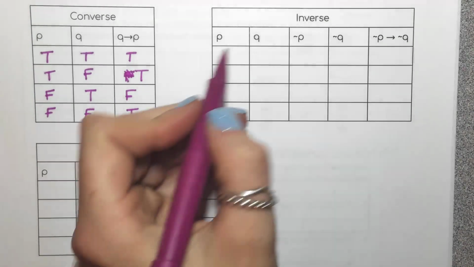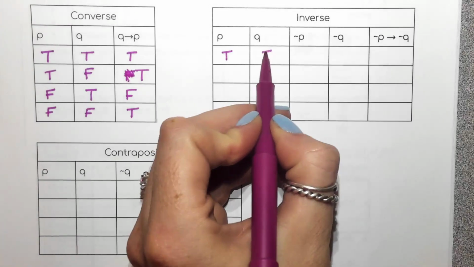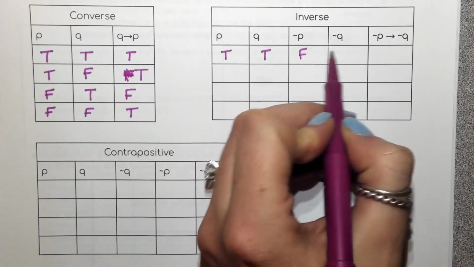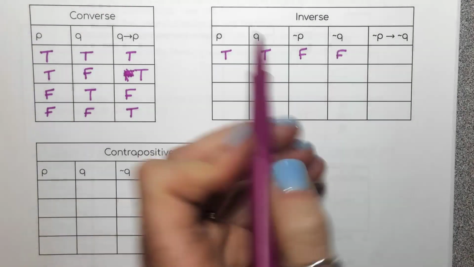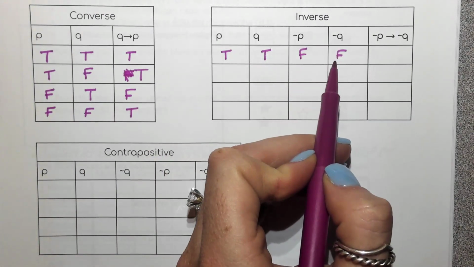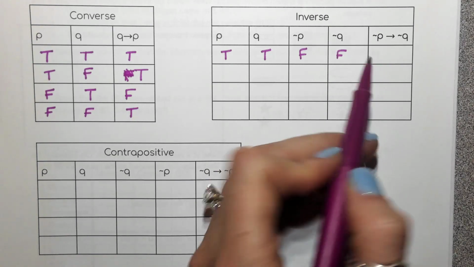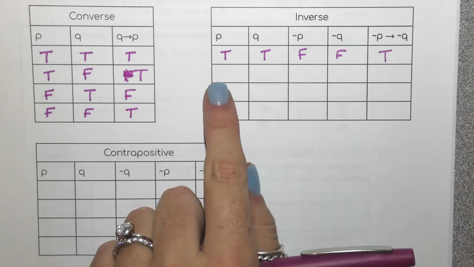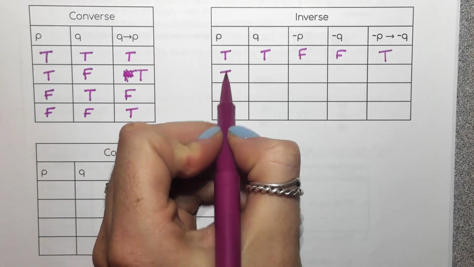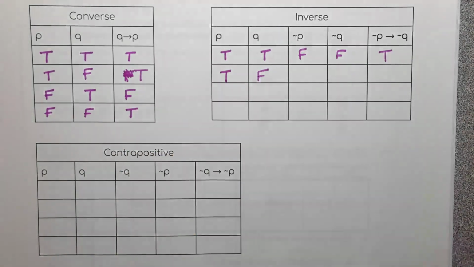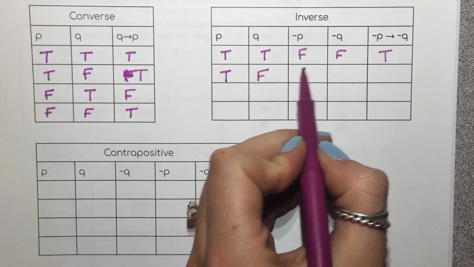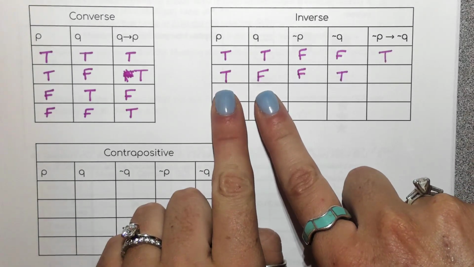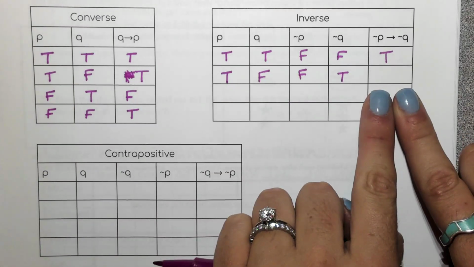Inverse. All right, so if P is true and Q is true, then the not version of both of those would be false. So if we assume something's false and we get false out, what are we going to have? True. All right, the next one. If P is true, but Q is false, not P would be false. Not Q would become true, because we're doing the opposite of these. What are we going to get out?